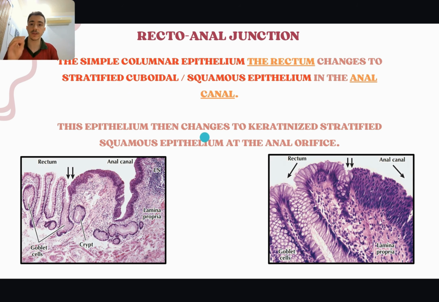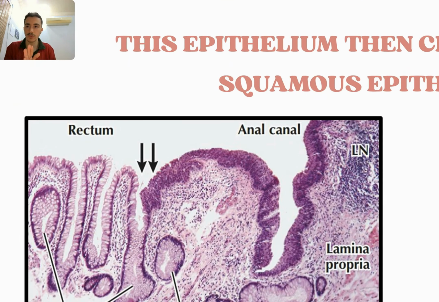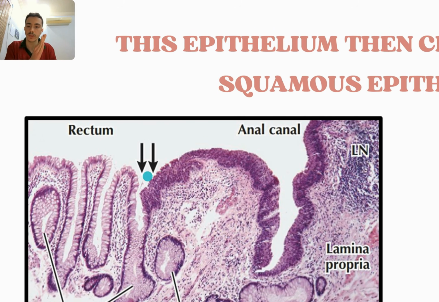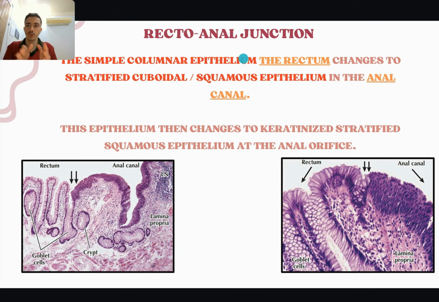The rectoanal junction is a junction where, as we said, there is a transfer of the epithelium, so it changes a lot. The simple columnar epithelium of the rectum, as you can see here, this is the rectum, will change directly to become a stratified cuboidal and squamous in the anal canal. See the transitional zone: the rectum was columnar and became cuboidal and squamous, so it changed directly. Here we call it the rectoanal junction: recto from rectum, and anal from anal canal. This epithelium then changes to keratinized stratified squamous epithelium at the anal verge.